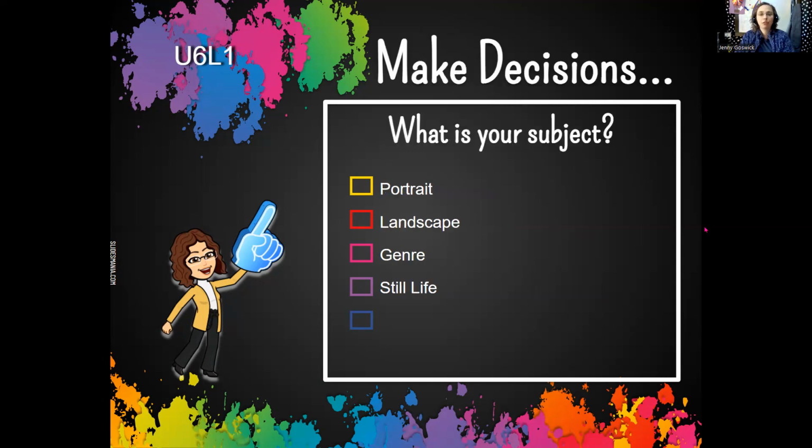So the first thing we have to do is make several decisions. The first decision is, what is your subject going to be? Are you going to paint a portrait of someone? Do you want to paint a landscape image? Maybe a genre painting or an interior inside scene? Or do you want to do a still life? So think about those different options and have one in the back of your mind. Do you have one? Okay, then we can move on.